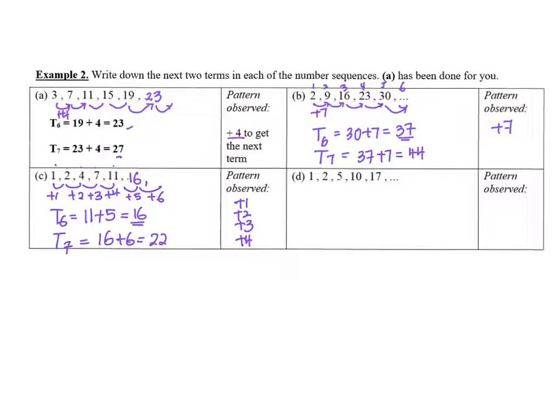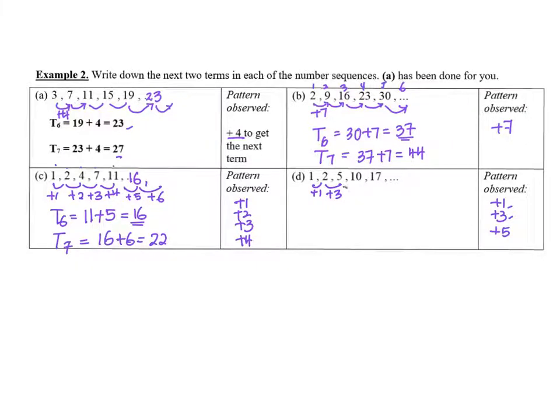Question D. 1 to 2, plus 1. 2 to 5, oh, this is a plus 3. What do you think is the pattern observed? Let's make a guess. This is 1, this is 3. They are both odd numbers. So the next one will probably be a plus 5.